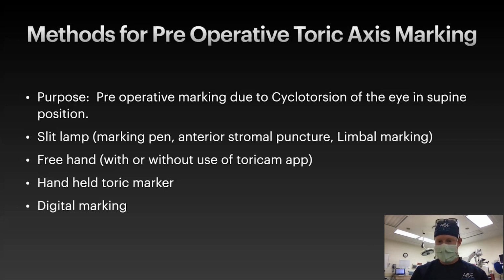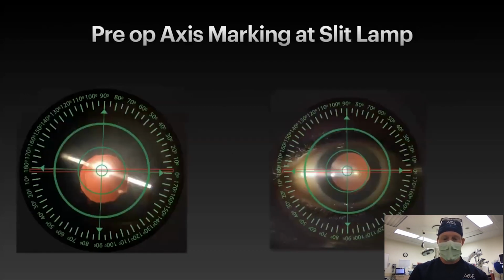Now, some of us have digital markers, so we've gotten lazy. If you don't have a digital marker, and you certainly don't have to have one, then there's several ways you can do it. You can mark an eye at the slit lamp, you can do it freehand, or you can use a handheld toric marker. So I'll briefly show you each of those.